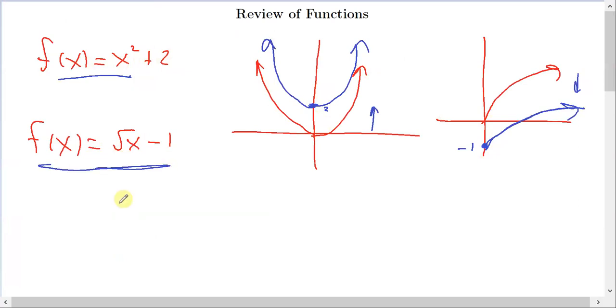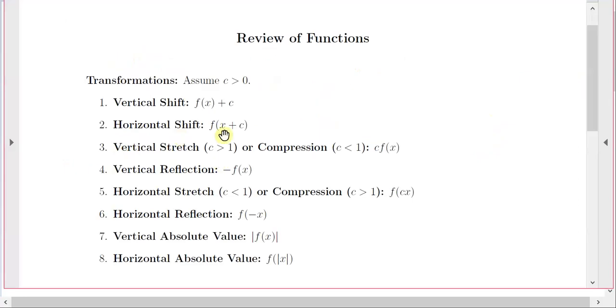But I can do that to any function. If I know the graph of something and I add or subtract something on the outside, it'll shift it up or down after I sketch the original graph. Okay, that's vertical shifting. We do the same thing horizontally, except the addition or subtraction has to occur on the inside of my function.